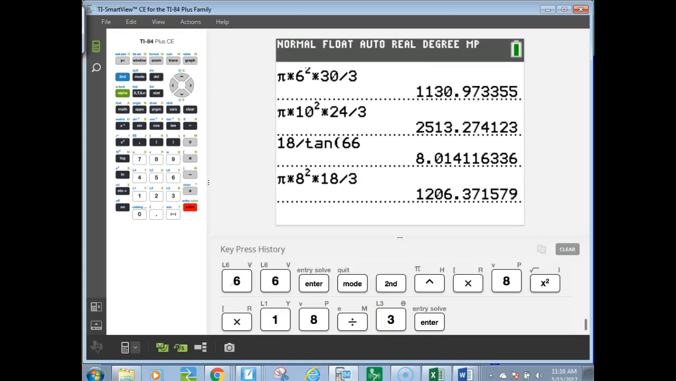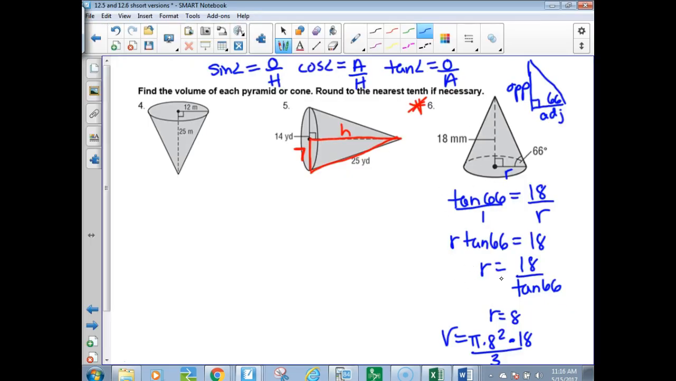Cade, you okay? All right, 1206.4. And that would be in cubic millimeters. I don't know why I finished that one for you, but I did.